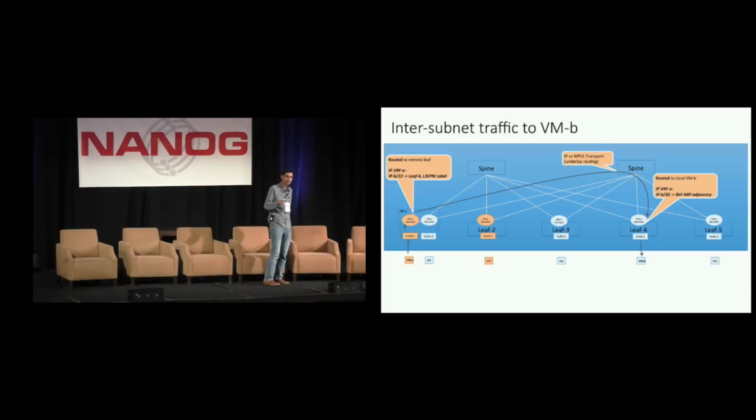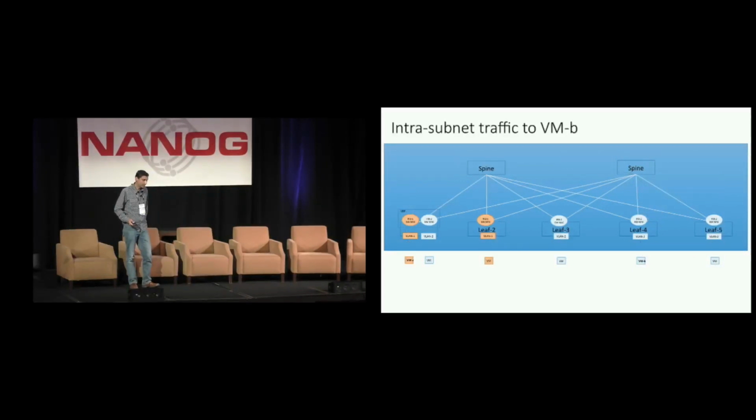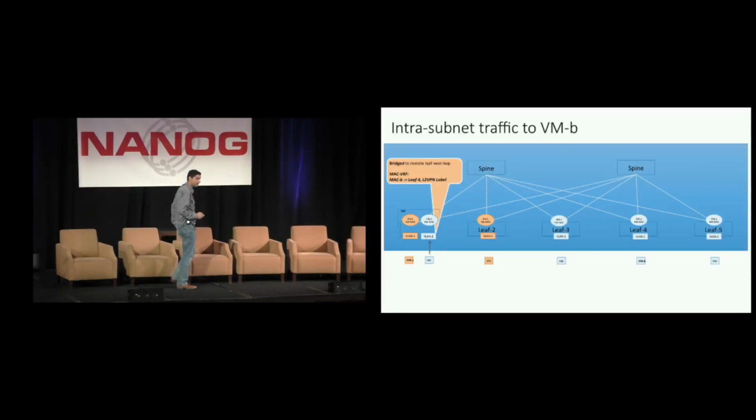So this is where the symmetric term sort of comes from. The symmetric IRB term comes from the fact that the packet gets routed on the ingress leaf and routed on the egress leaf. Similarly, any bridge traffic, intra-subnet traffic, would hit the ingress leaf, go through a MAC VRF lookup for the destination VMB's MAC, and based on that MAC lookup, it will get forwarded to the next hop, leaf 4. Leaf 4 will do another MAC lookup and bridge the traffic on the port towards VMB.